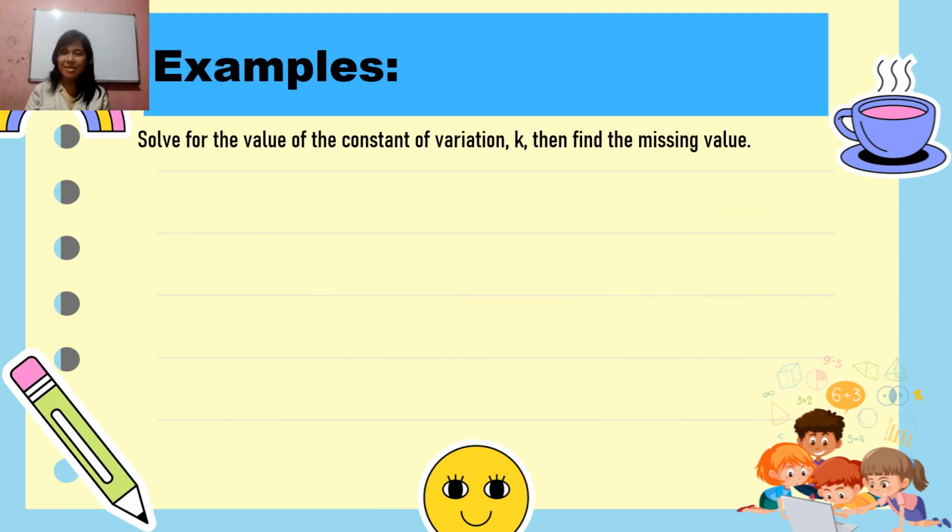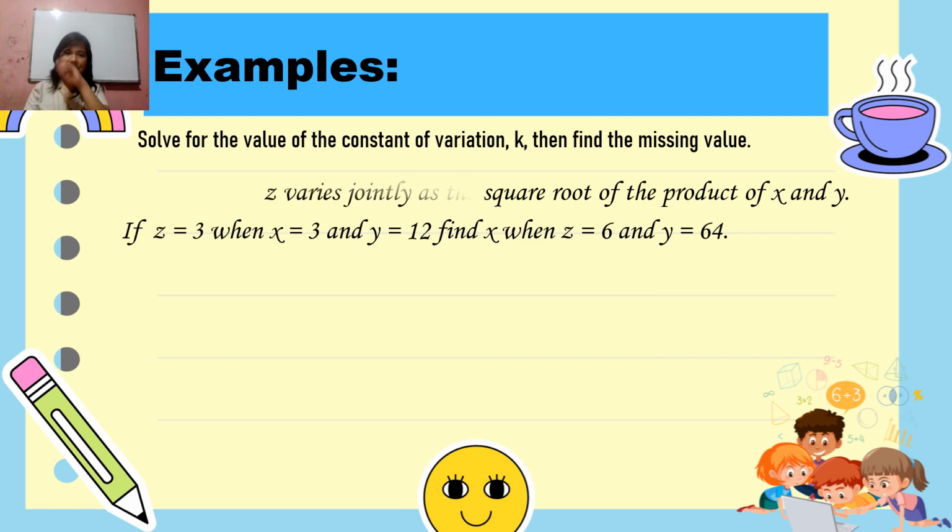Okay, so meron pa tayong example na natira. Z varies jointly as the square root of the product of x and y. Stop muna tayo. Meron akong nabasa. I hope nabasa nyo rin. Okay, so square root. Hindi lang siya basta square, square root talaga.